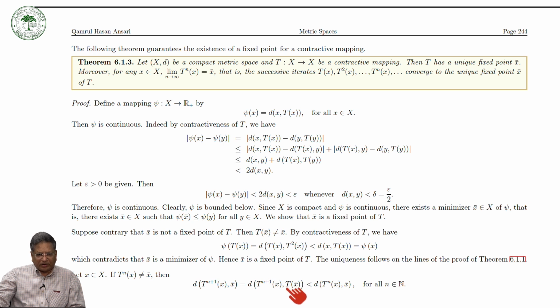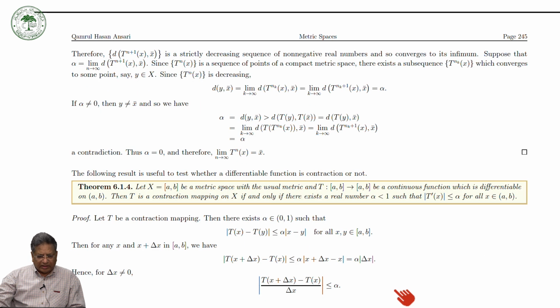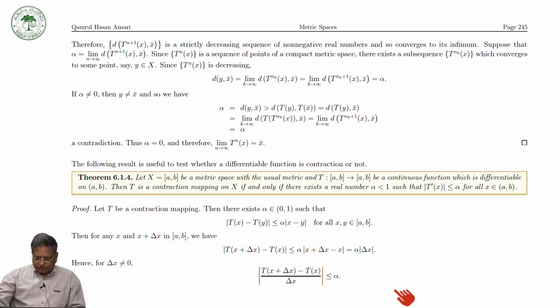Now because T is contractive, here we can take d of T^n x, T^n x bar, for all n natural numbers. Now you see, it means that d of T^n x, x bar is a strictly decreasing sequence of non-negative real numbers, and so converges to its infimum. Suppose that alpha is the infimum of this.